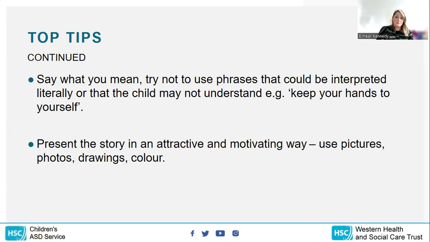Remember to say what you mean and try not to use phrases that could be interpreted literally or the child may not understand. So things like keep your hands to yourself. You need to give a direct instruction of what to do with hands. You know, like I mentioned previously, things like idioms, colloquialisms. Present the story in an attractive and a motivating way. So use things like pictures, photos, drawings, color, and that's when it's really good to get the child involved too, I suppose, you know, their own pictures and photos, their own drawings, their preferred colors.